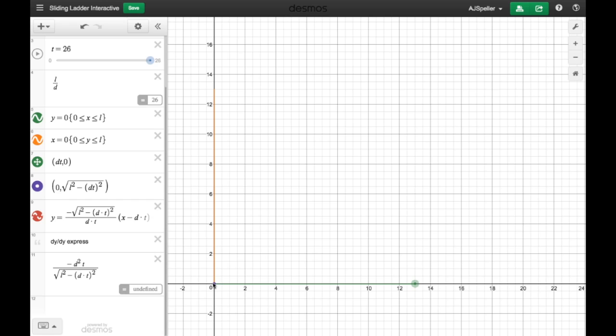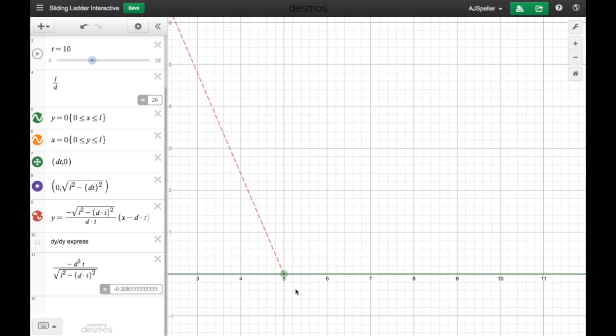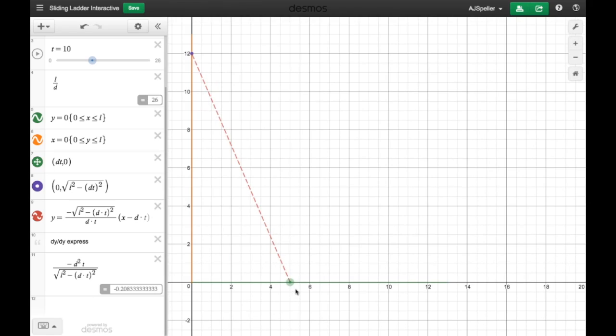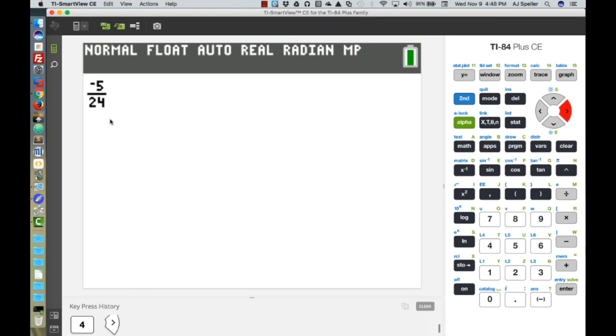The speed at which the top of the ladder is moving down is negative infinity. So that's why that was showing as undefined. But if we move this back to where the x value was 5, and let's just zoom in and make sure that we're on 5. All right, yes, we are on 5. We see that we have the negative 0.208 with 3's repeating. All right, we saw earlier that the answer to this problem was negative 5/24.